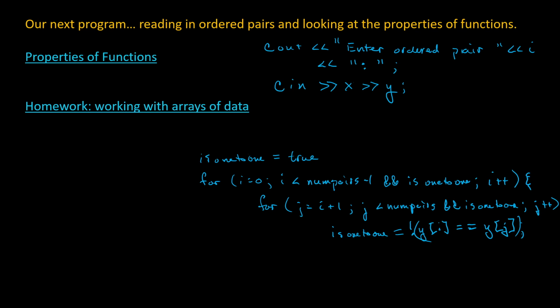Because if I have two x values that are the same, that means x goes to two different things. Or we'll make the assumption that it goes to two different things. So in this case, if they enter that one maps to 5 and one maps to 5, we'll say that's not a valid function. If you really, really want to add the ability to check for the same ordered pair being entered twice, you could do that, but I'm not asking you to.